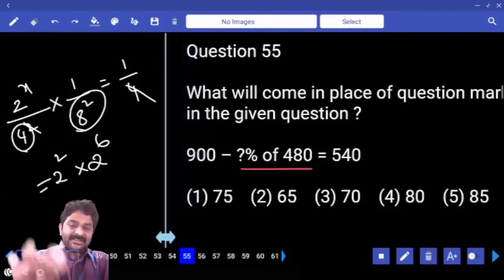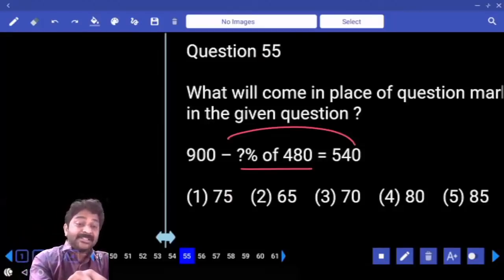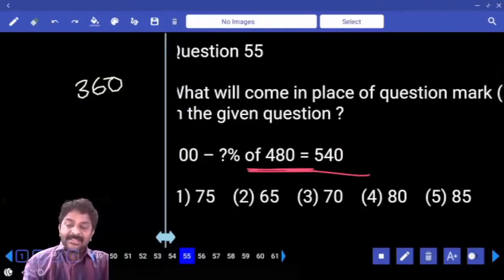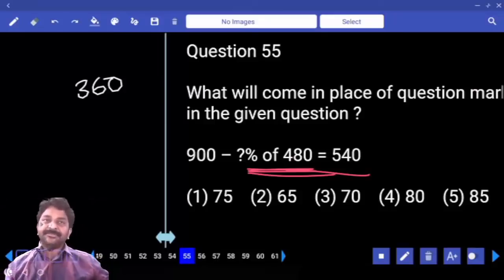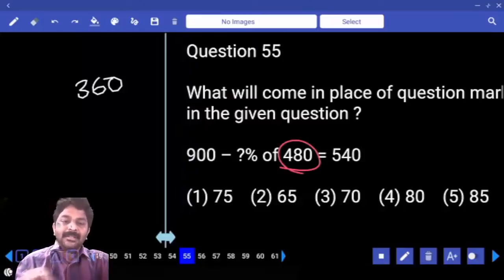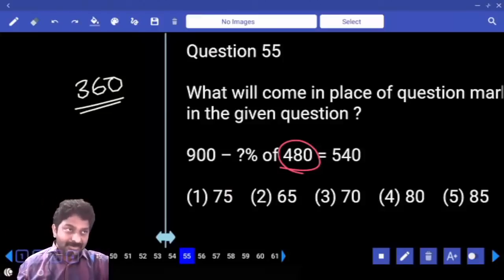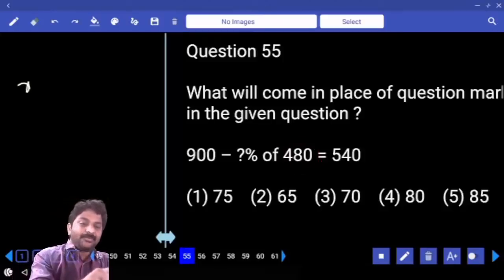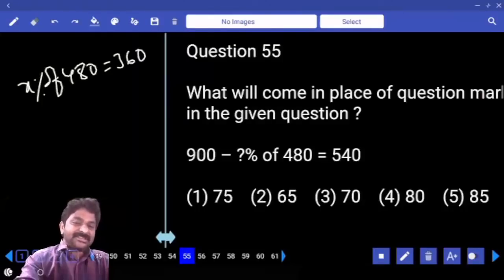Negative number goes to the other side, 540 comes to the left hand side, 900 minus 540, 360, right. With respect to 480, 360 is what percentage? That's what we have to calculate. Am I right? In terms of fractional part, 1/4 of this number is 120. Come on. Then 360 is what fractional part? 3/4. That is 75%. Otherwise, with respect to 480, X percent of 480 is equal to 360.